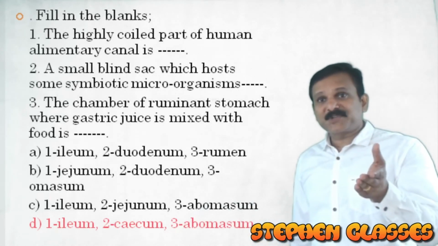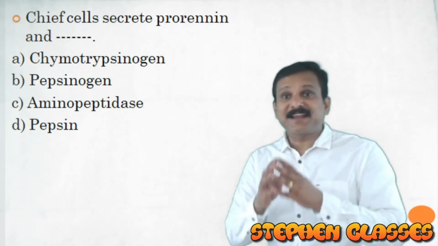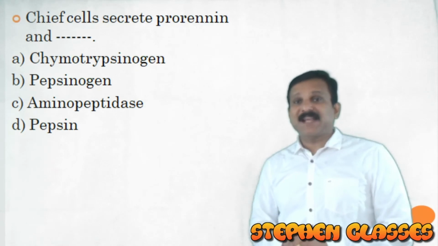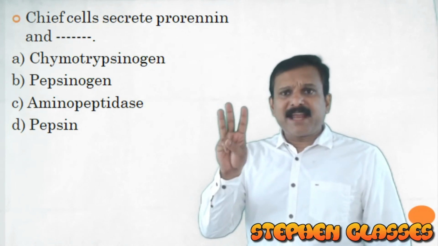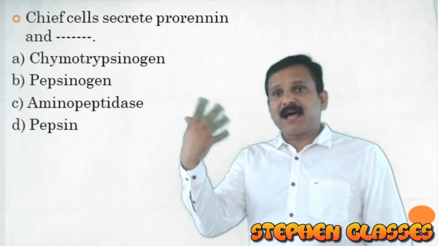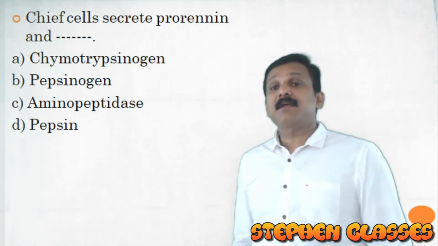Shall we move to our next question? Here we have the next question. It is about the gastric glands. What can you say about the gastric glands? Within our gastric glands, there are three main types of cells. Even though there are other types of cells, in your textbook three main types of cells are described.